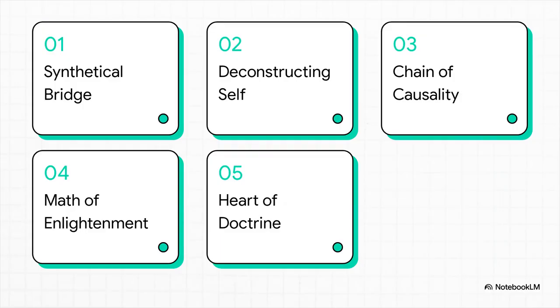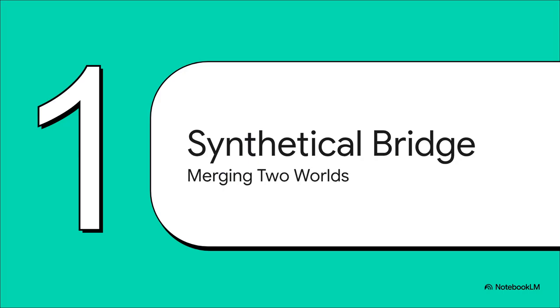Here's our roadmap for hacking reality today. First, the synthetical bridge. Second, aggregates on a double-decker. Third, the chain of causality. Fourth, the math of enlightenment. And finally, the heart of doctrine. Section 1. The synthetical bridge, merging two worlds.